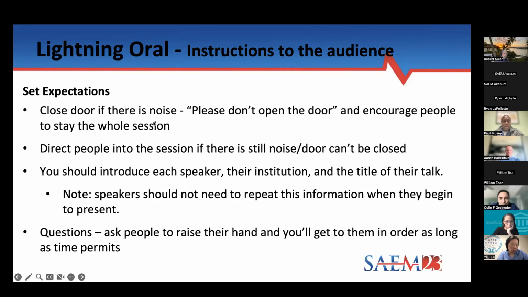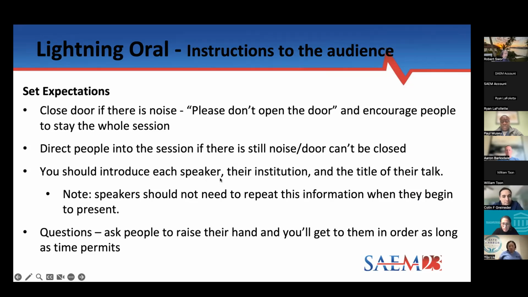Lightning orals. I've been to many meetings, and whenever the door opens, there is a large amount of crowd noise that comes in, and it's extremely distracting. So please let the audience know that they should refrain from opening the door. If you can, you should be able to close it. Hopefully there won't be a lot of people coming in and out of the meeting. But like I said, you should direct them to not open the door.